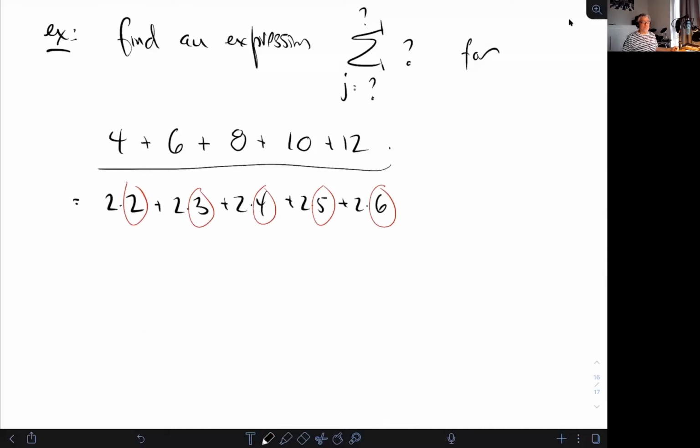This is the sum, j equals from 2 to 6, of 2 times j. That's one way of doing it, but there are many other ways I could write this. If I force you to start at j equals 1, you'll have to write something slightly different. Not too bad.